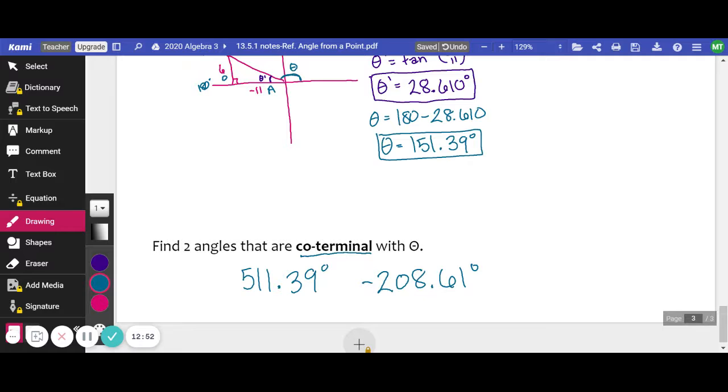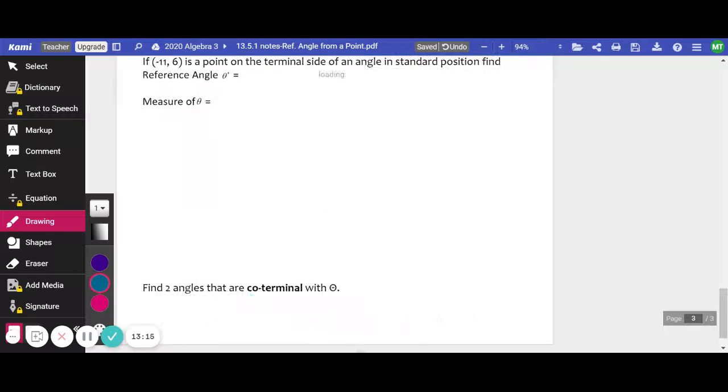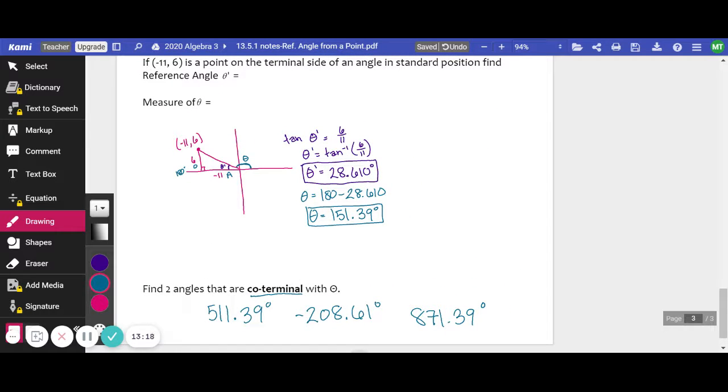Or you could take that 511.39 and add 360 again, so I would get 871.39. Now, I could do this infinitely. I could keep adding 360. I could keep subtracting 360. There's no limit to that. So there's infinitely many correct answers for the coterminal question.